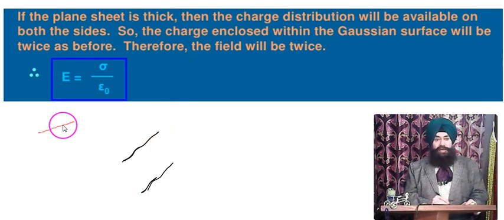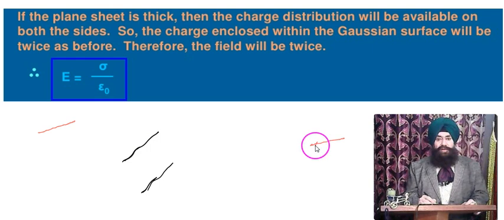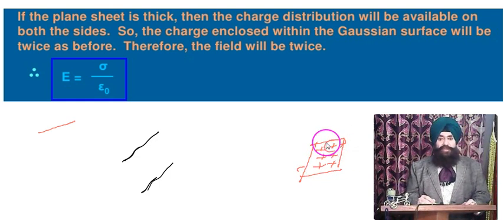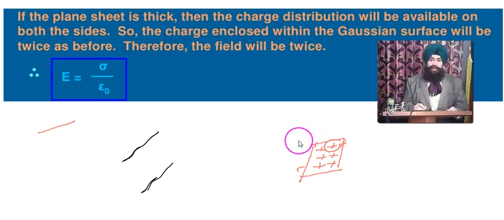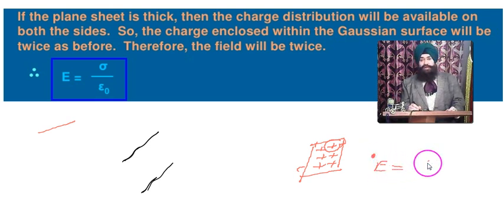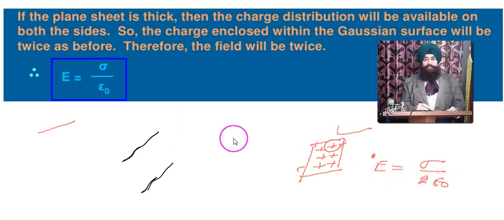Now we come to the case where, as we know very well, if this is a sheet and the sheet is very thin, the same charge appears on both sides. This positive charge is on this side, and the same positive charge is appearing on the back side. In this case, if you are interested in the field at this point, it will be sigma upon 2 epsilon naught, where sigma is the surface charge density.